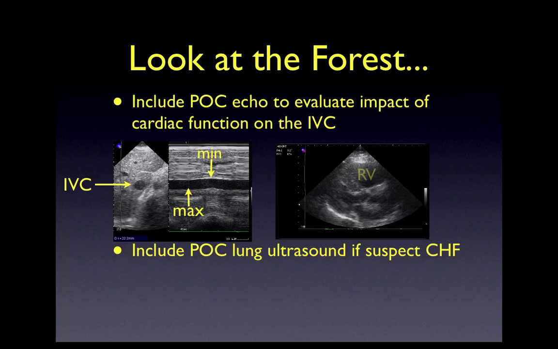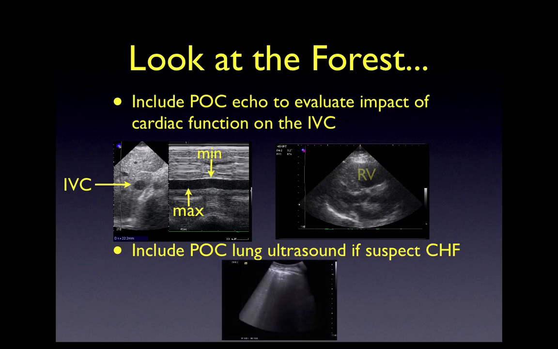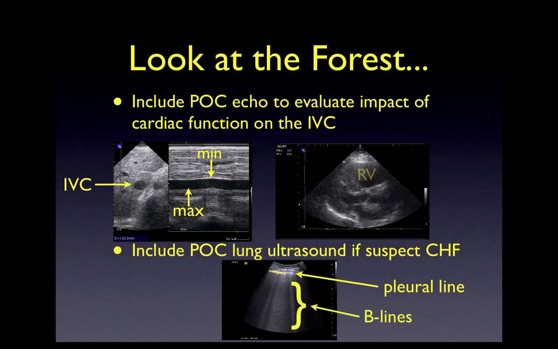Another example of looking at the big picture is performing a point-of-care lung ultrasound when you suspect decompensated heart failure as a way to increase your diagnostic certainty. To do this, you're going to be putting the transducer on the patient's chest wall, and you're going to be looking for B-lines. B-lines are a reverberation artifact which stem from the pleural line. You can see them in this clip. Basically, they will extend to the depth of your screen. They will obliterate everything in their path, and they will get broader as they go deeper.